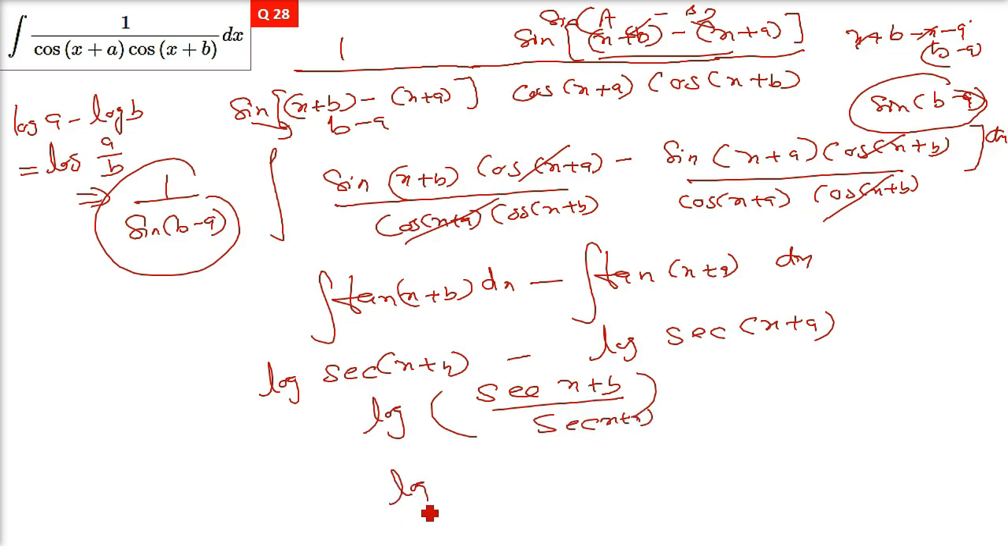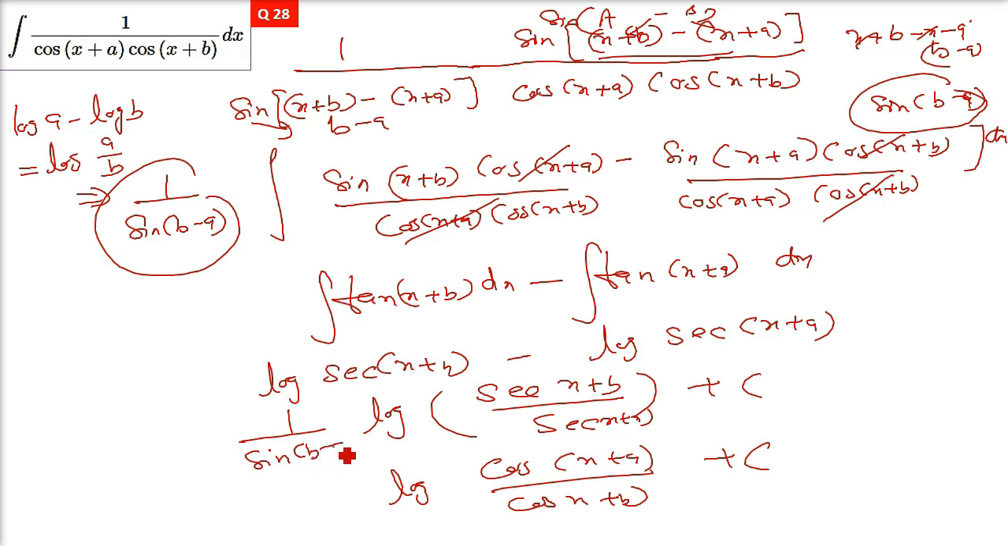This is the final solution, but just make it as cos now. Sec goes up, it becomes cos. So sec(x+a) goes up, it will be cos(x+a). Sec(x+b) comes to the denominator, it becomes cos(x+b). So 1 by sin(b-a) was already there. So these two are the result, whichever you want. You can just stop at this one, but if you want more adventure, just do the last one also.